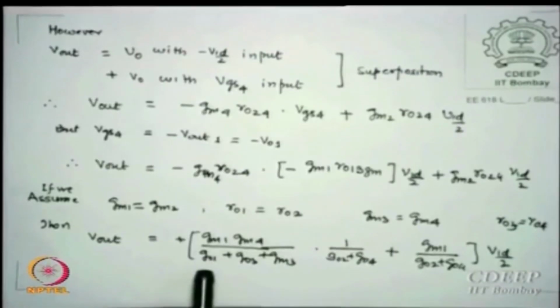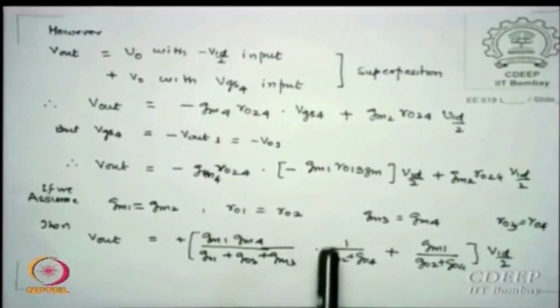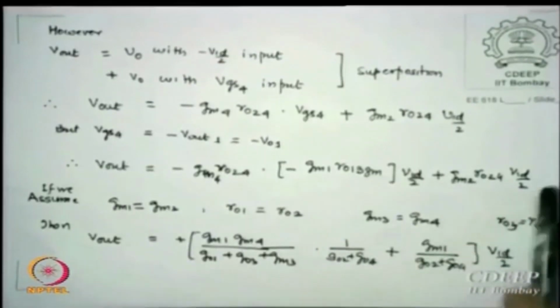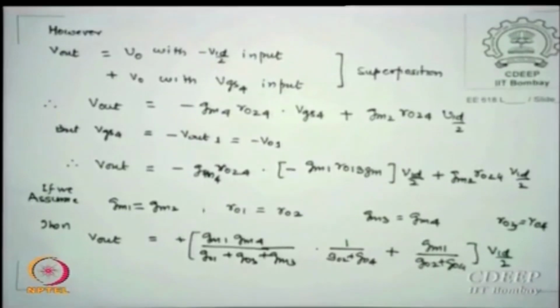This is just the way of solving with simplicity, using simple solutions. So GM1 GM2 upon GO1 plus GO3 plus GM3, plus 1 upon GO2 plus GO4, plus the second term, which is for the VID by 2, is GM1 upon GO2 plus GO4 into VID by 2. So once I get the relationship between Vout and VID by 2, I can always calculate Vout by VID, which is essentially the gain of this single ended differential amplifier in difference mode. Is that correct? This is not a common mode gain, it is difference mode gain, AVDM.